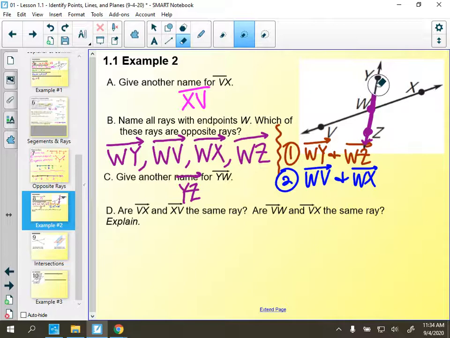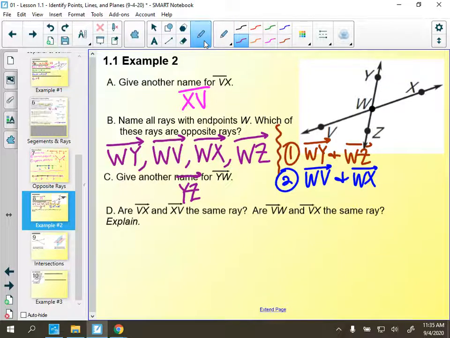Lastly here, let's take a look. Clearing the board. Are ray VX and ray XV the same? This goes right to what we had talked about really with the definition. Let's highlight them. I like to be able to see what we're talking about. So where's ray VX? It starts here and goes forever this direction. We're cutting off basically everything over here. From V in this direction is good. Everything over here is not part of that ray.